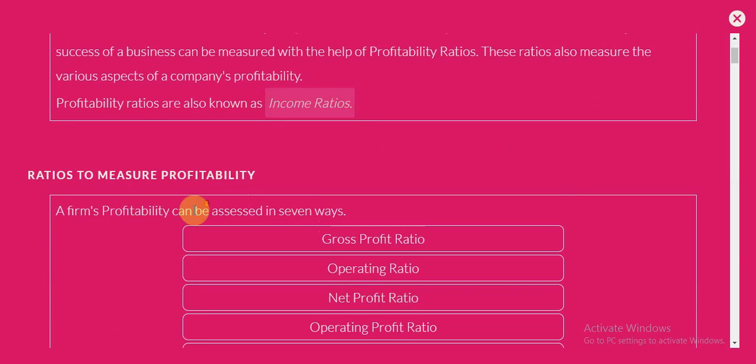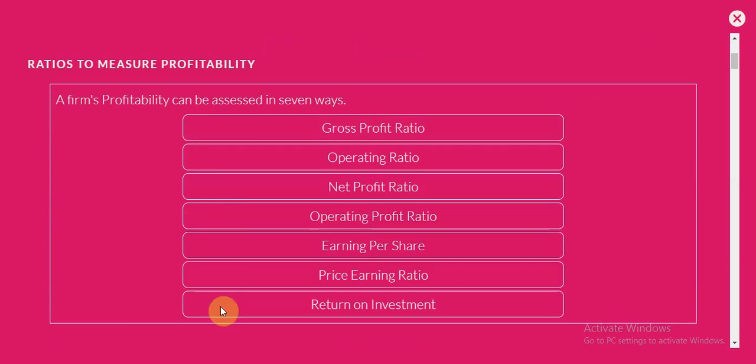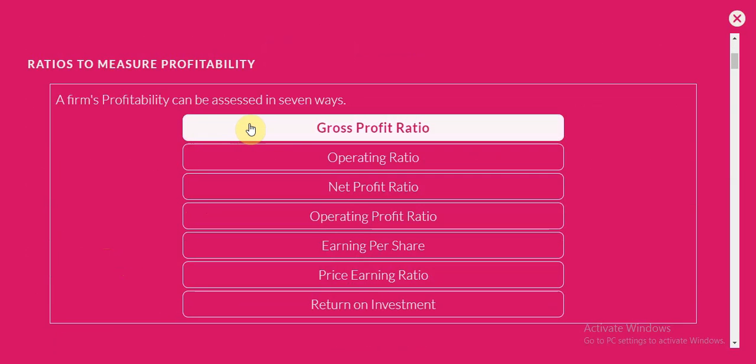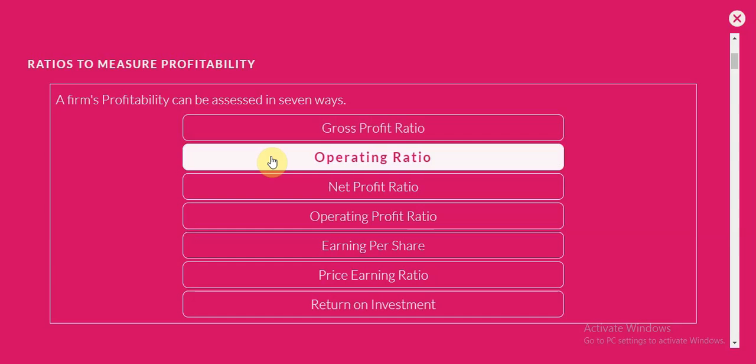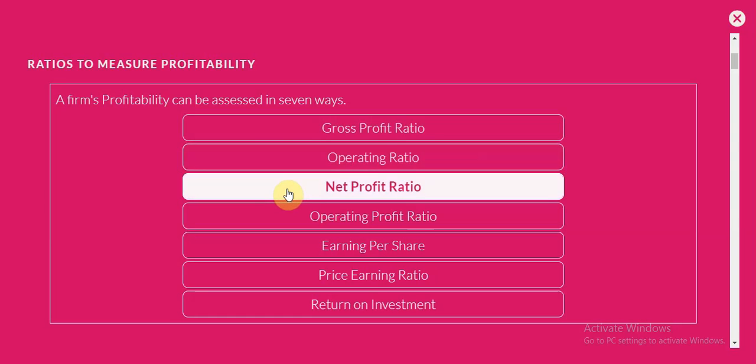Under profitability ratios, we learn about 7 different ratios. So let's see them one by one. Gross profit ratio: we all know what gross profit is, so in the gross profit ratio we try to understand more about gross profit. Then the operating ratio is an expense or a cost ratio. It's not about profit, but about the operating cost, so more like an operating cost ratio. And then the net profit ratio is about the net profit.